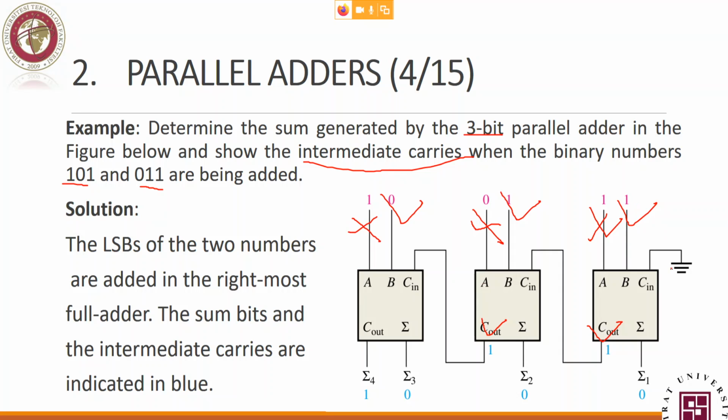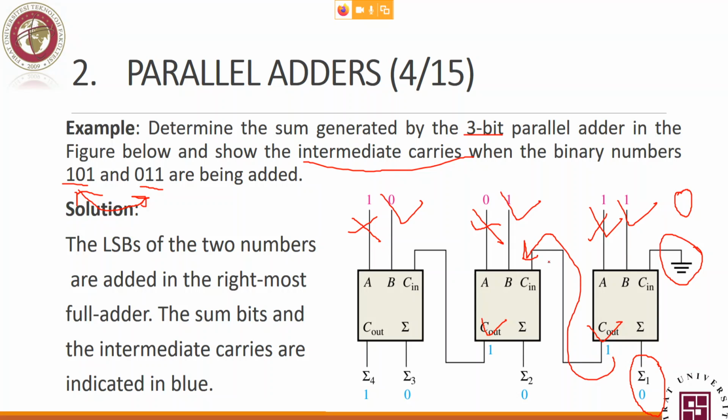Now sum up. Initially you don't have any carry. Why? Because we are just adding these 2 numbers. We do not expect any carry, so you connect it to 0. Ground here means 0. Now you sum up. 1 plus 1 plus 0. 1 plus 1 is 0, plus 0 is 0 with 1 carried. So the summation is 0, and the carry out is 1. This one is the intermediate.